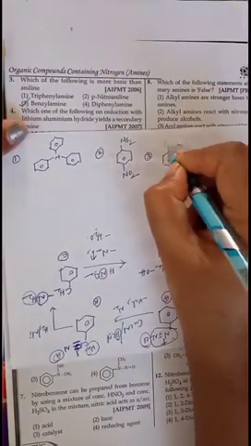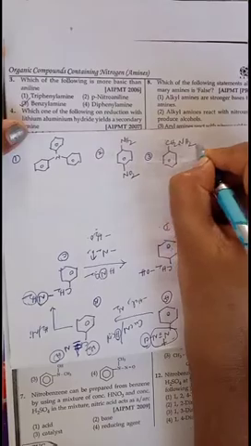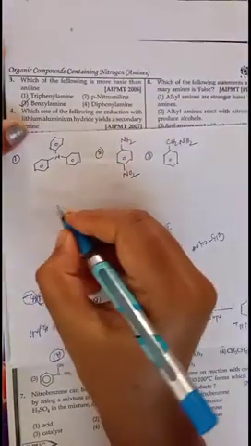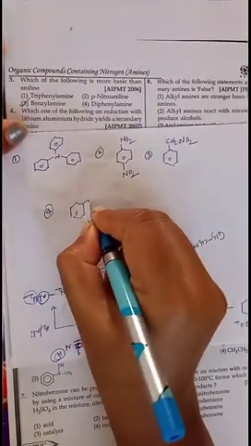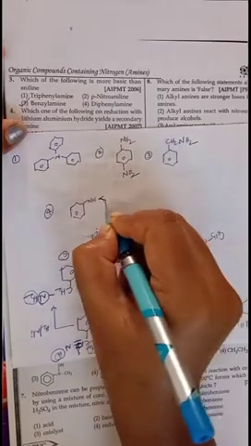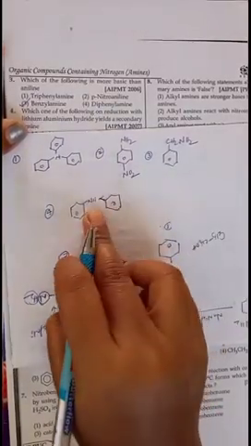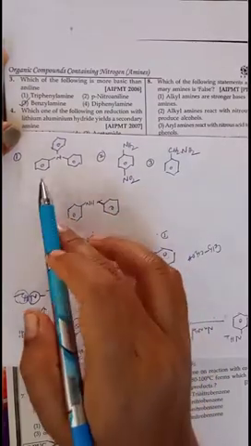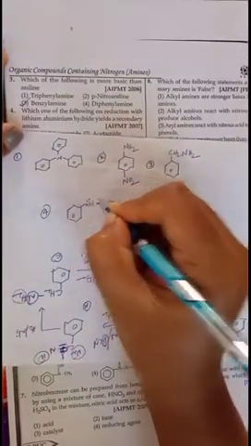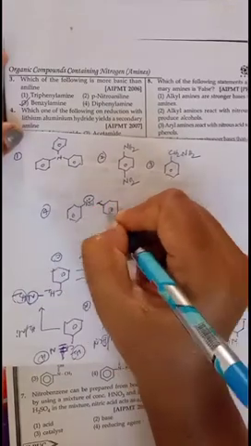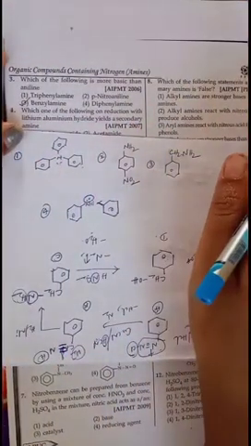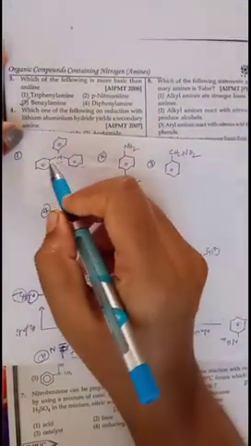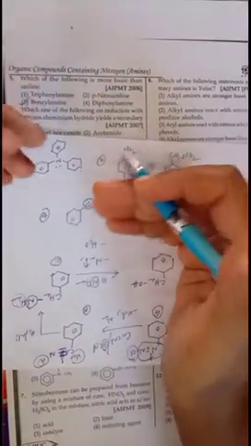And the third one, benzylamine, CH2NH2. And the fourth one, diphenylamine, NH with another phenyl. In diphenylamine and triphenylamine, the nitrogen containing the lone pair of electrons is involved in delocalization with the benzene ring pi bonds. So such a lone pair on nitrogen is not freely available, and the basic nature decreases.